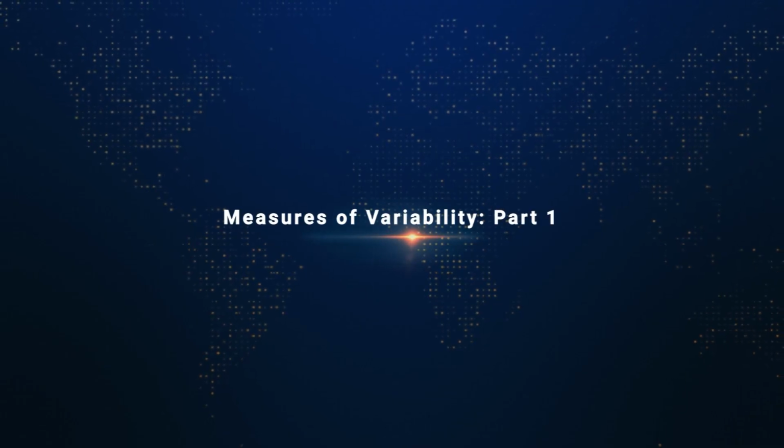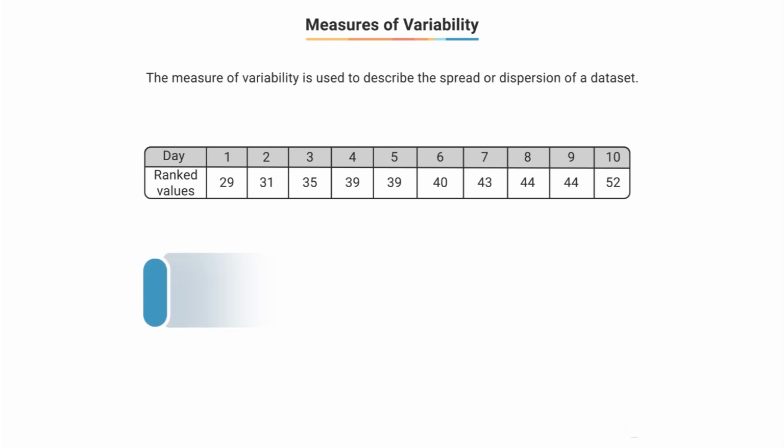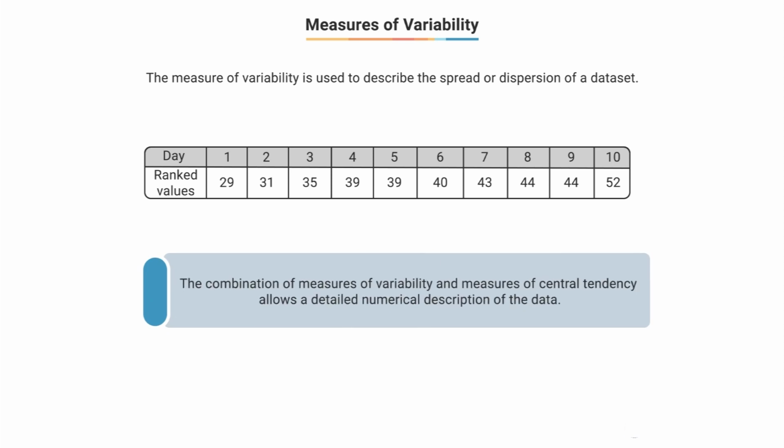We'll discuss variability and how to measure it. Measures of central tendency yield information about the center or middle part of a dataset. However, businesses can use another group of analytical tools called measures of variability to describe the spread or the dispersion of a dataset. Using measures of variability in conjunction with the measures of central tendency makes possible a more complete numerical description of the data.